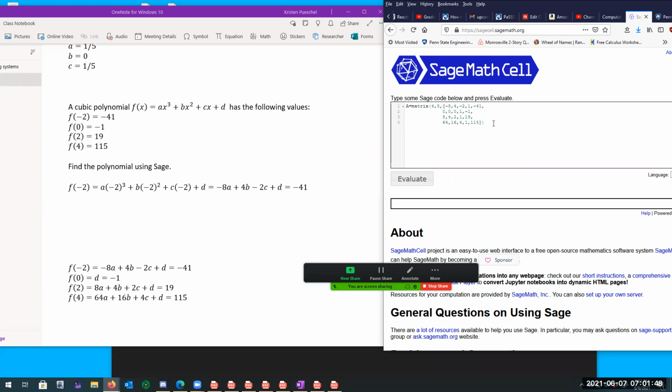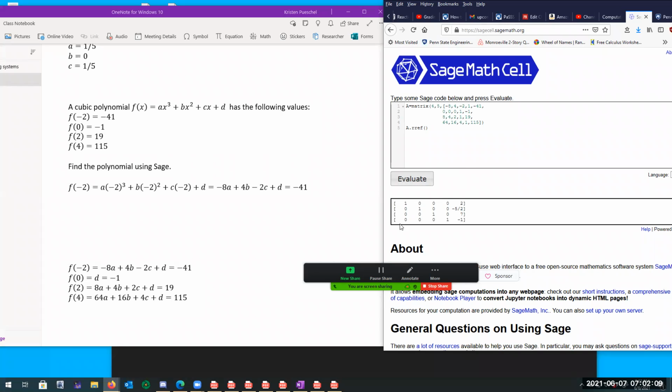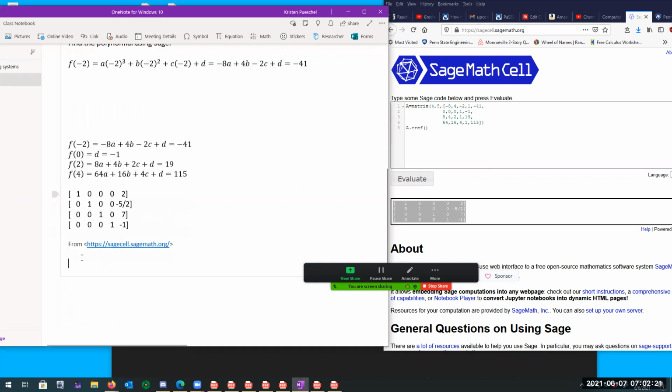Okay. So we've told Sage what our matrix should be. Let's try printing it. Well, why don't we just go straight to our reduced row echelon form? This will tell us our solutions. Okay, and we see that we have this reduced row echelon form. Let me just copy it over so we can see it a little bit better.